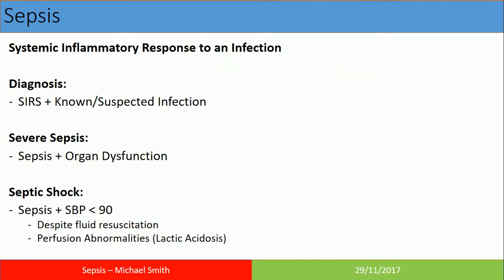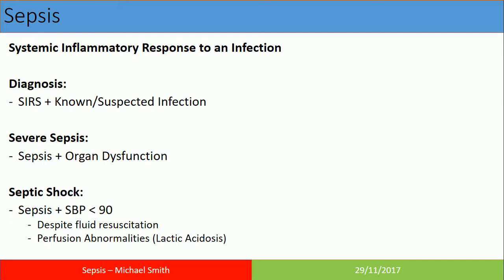So what about sepsis? Well, sepsis is when you have a systemic inflammatory response to an infection. So in order to diagnose sepsis, you need a systemic inflammatory response, or SIRS, and then you need a known or suspected infection.